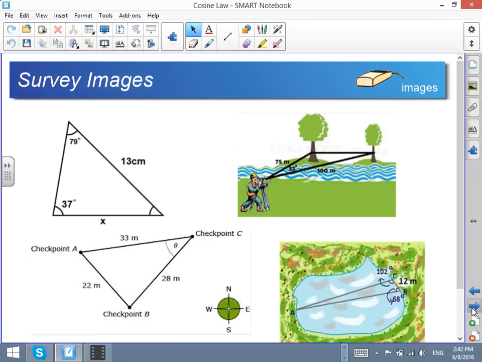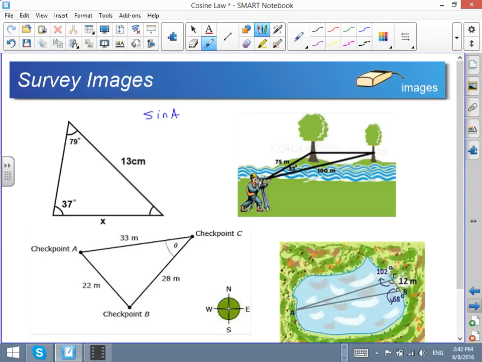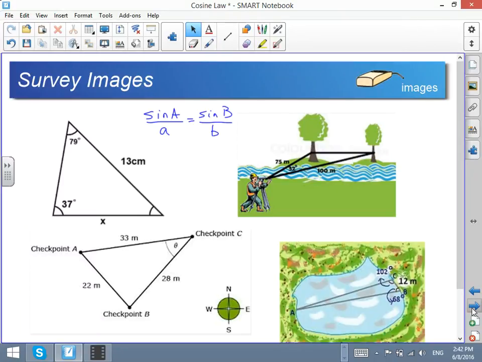on? Recall what the sine law stated: if you have any particular angle and its opposing or corresponding side, its ratio is equal to the sine of some other angle and its corresponding side length. That is, as a ratio.